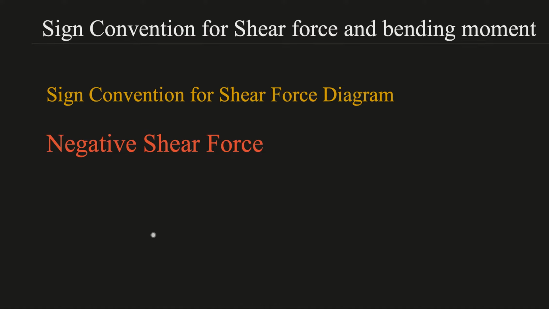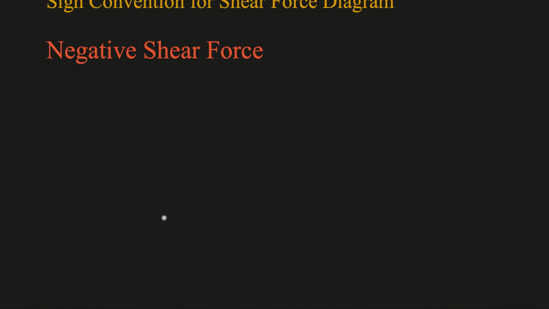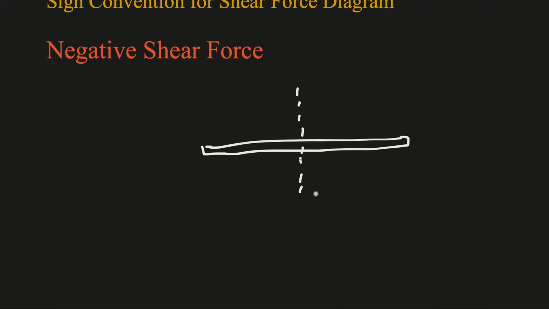Let us quickly try to understand the sign convention for shear force and bending moment diagrams. First we see this for shear force diagram and negative shear force diagram. Let us take a simple beam. I am taking a section, any section XX. For this section, if any force is going upward on the right side, or on the left side portion if it is going downwards, then we can say that is a negative shear force.